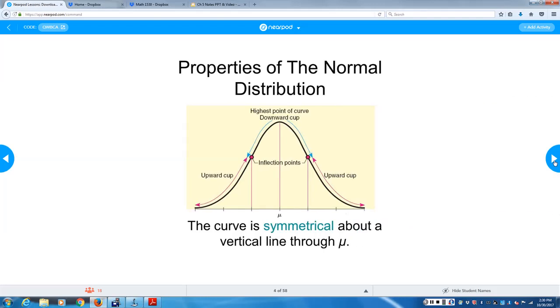The second property is what I just told you. The curve is symmetrical. It's symmetrical around a vertical line drawn through the middle where mu is. Its left half and its right half are mirror images of each other. The area under the curve represents probability. It is a probability graph, and the area under the curve is the probability.